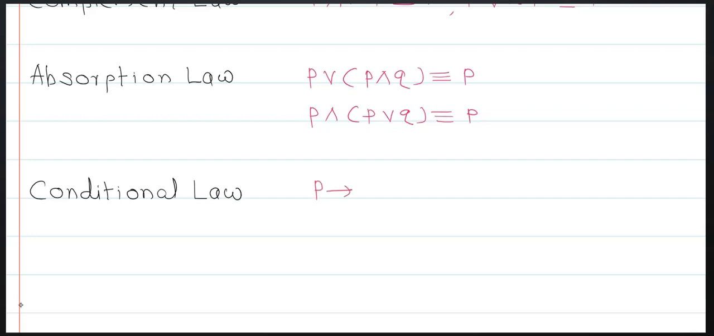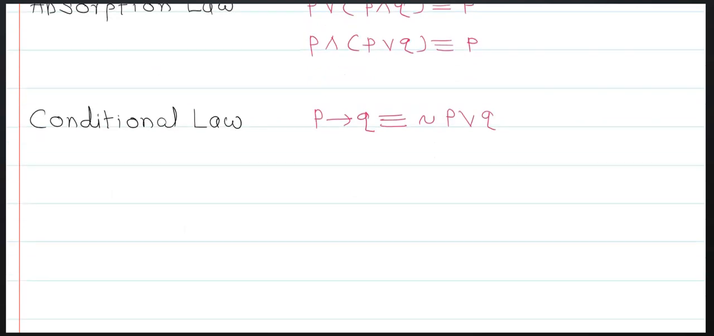Next is the conditional law. This is also very important. P implies Q is equivalent to negation of P or Q. And the biconditional law. These two are very important. Many students are asked in the exam. What is P implies Q? That is the negation of P or Q.